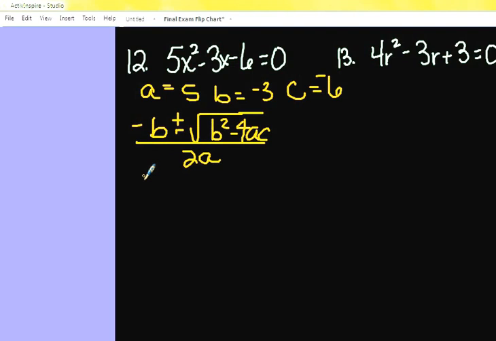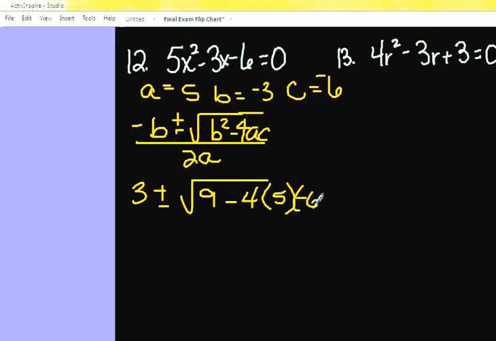So let's plug these players in. When I plug in a negative b, well, something that's already been negative and I'm going to negate it again becomes positive. So it's going to be 3 plus and minus. Now let's do this one in our heads. What's negative 3 quantity squared? Yep, 9. Minus 4 times 5 times negative 6. And then this is going to be all over 2 times 5, which is 10.